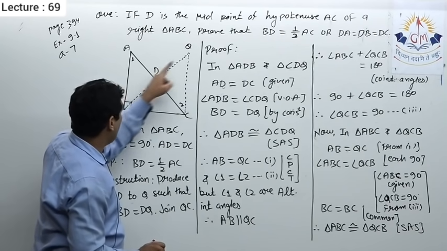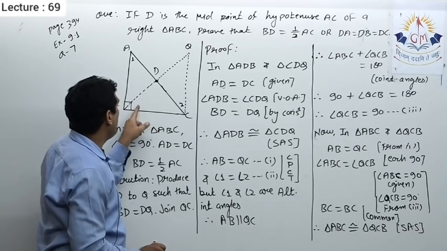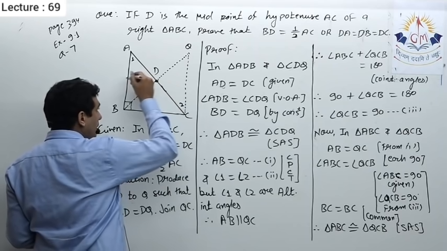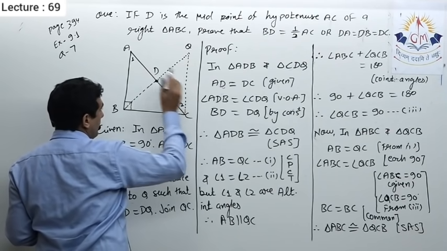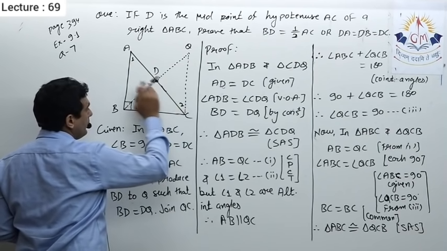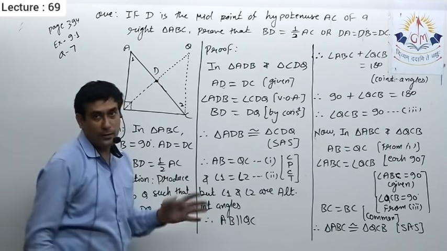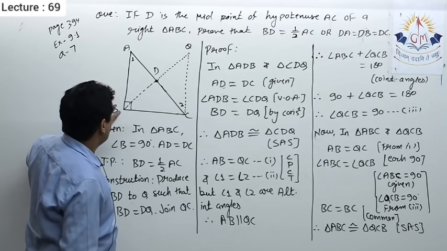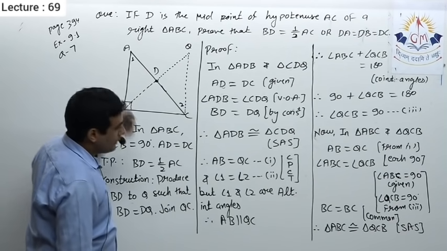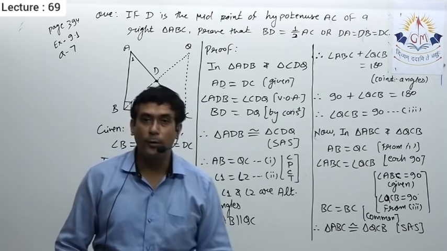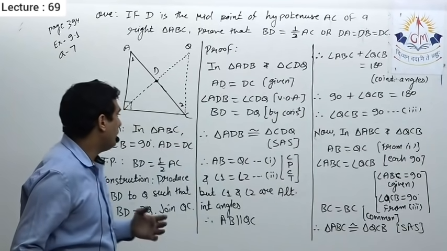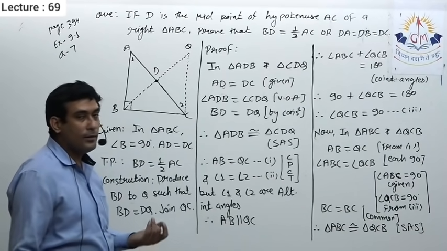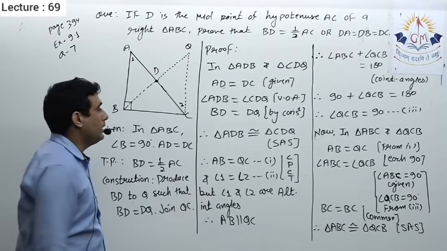To get the measure of this angle, I need to prove AB parallel to QC, because when I prove AB parallel to QC, this will be 90. To prove these two parallel, I need to prove these two angles equal, and to prove these angles equal, I have to prove these two triangles congruent. It is a little complicated, but this is the only method. There is one more method that uses the midpoint theorem, which is not done yet because that is a part of quadrilaterals. When we study quadrilaterals, we will have one more method, but right now this is the only method.